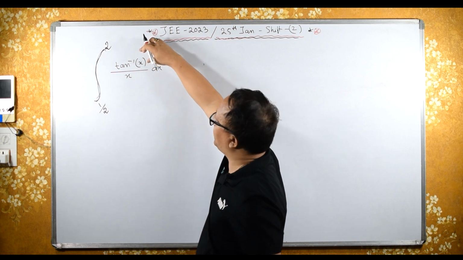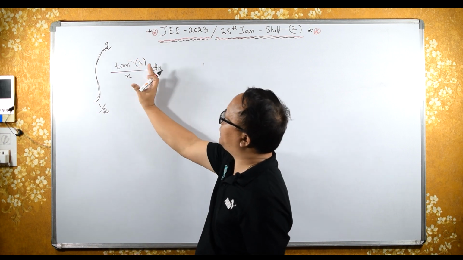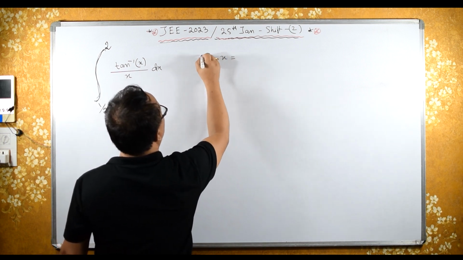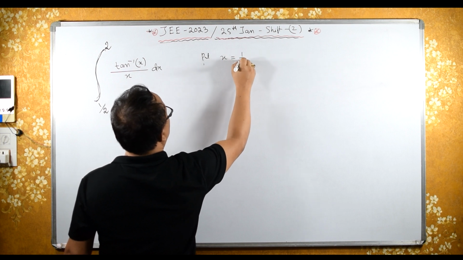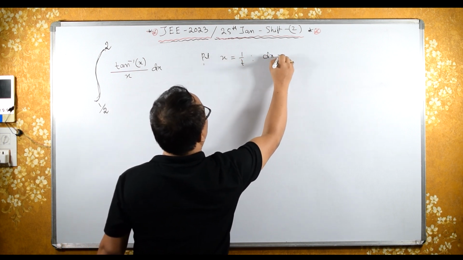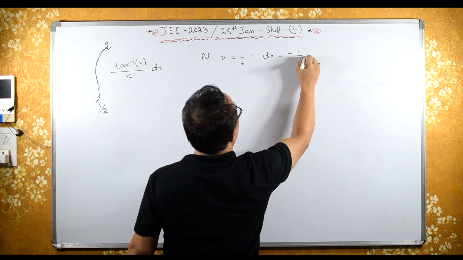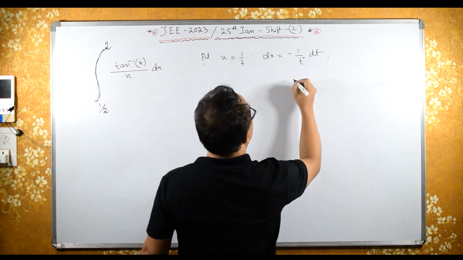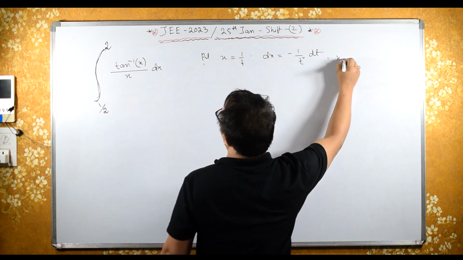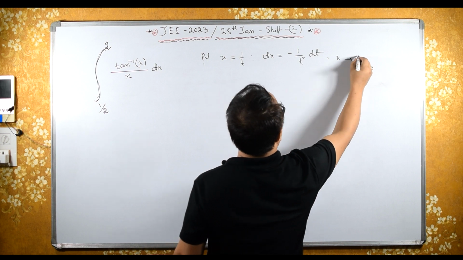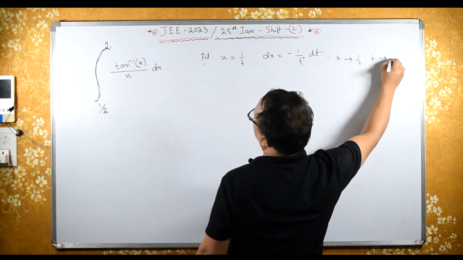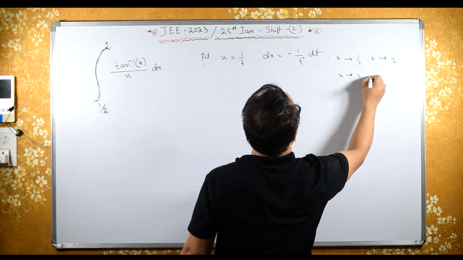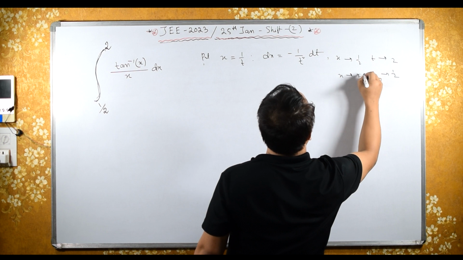Now I will substitute x equals 1 by t. Let's see how it comes. If I substitute x equals 1 by t, then dx equals minus 1 by t square dt. And what about limits? When x tends to 1 by 2, then t tends to 2. Similarly, when x tends to 2, t tends to half.